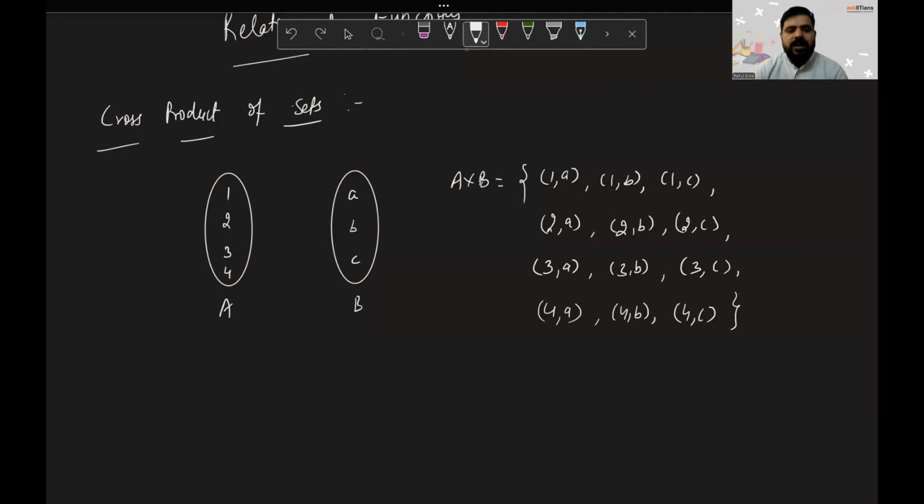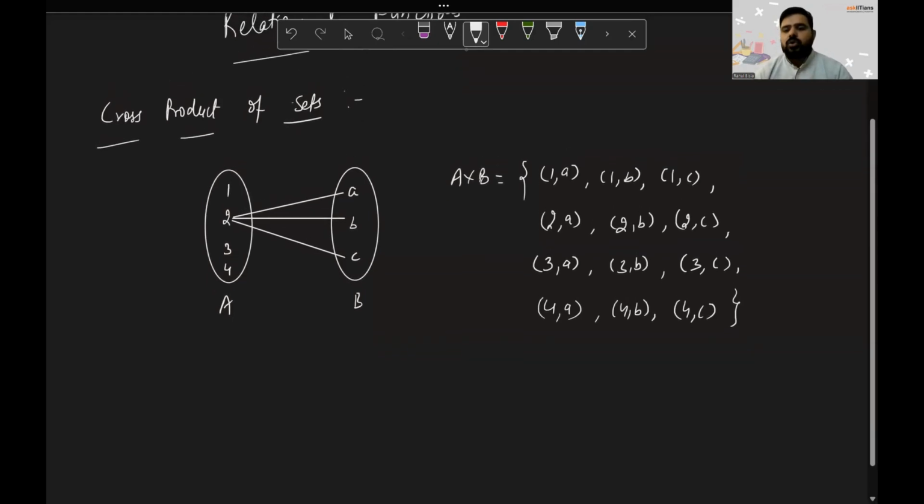Right? So if I show you what exactly I've done here, let's take the example of 2. We map 2 to a, we map 2 to b, we map 2 to c. Likewise, we map 3 to all the elements also, 4 to all the elements also, 1 to all the elements also. So this is the cross product A cross B, right? Can we have B cross A defined also? Yes, B cross A is also defined.